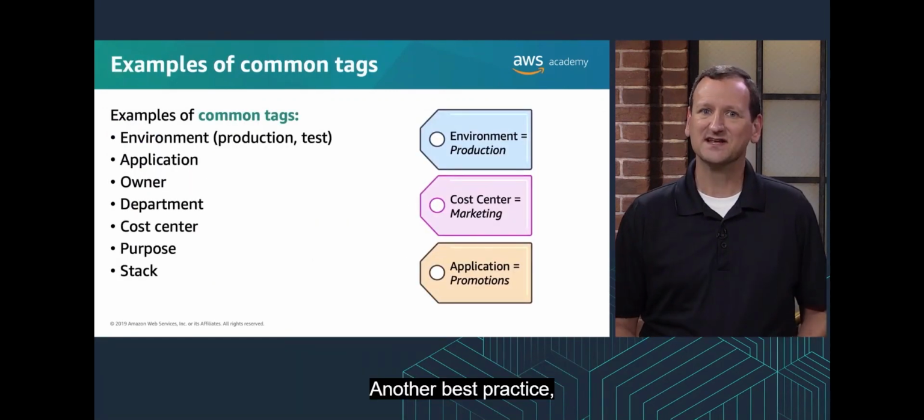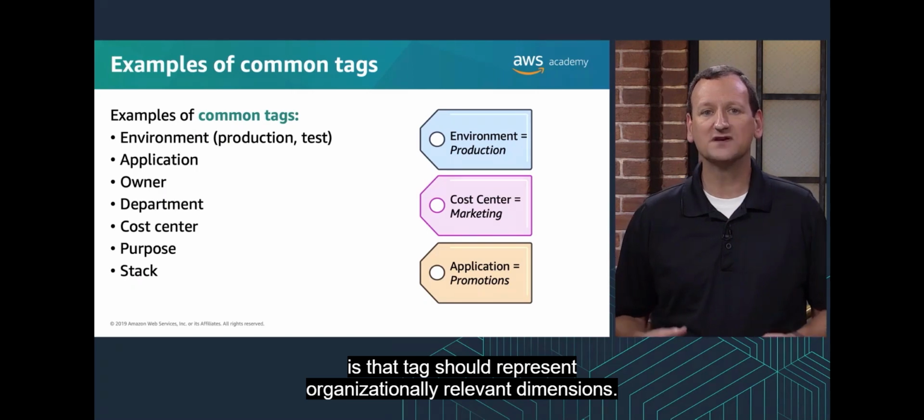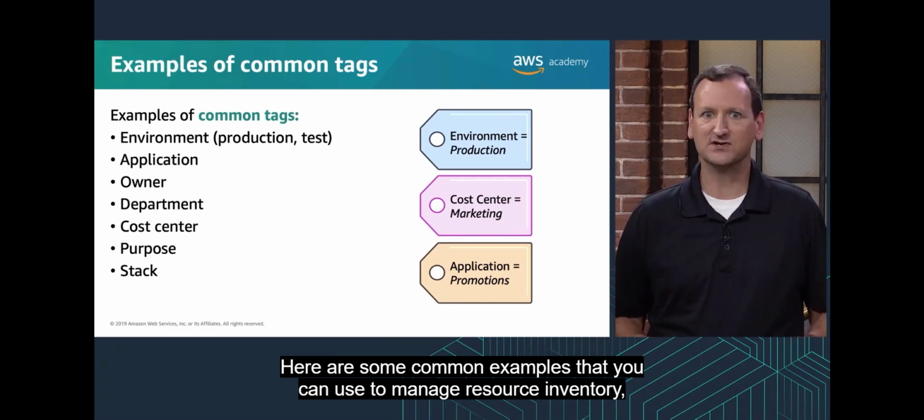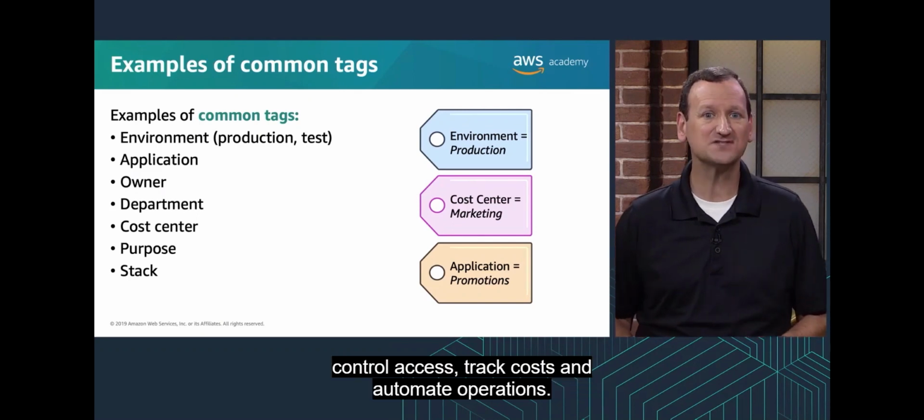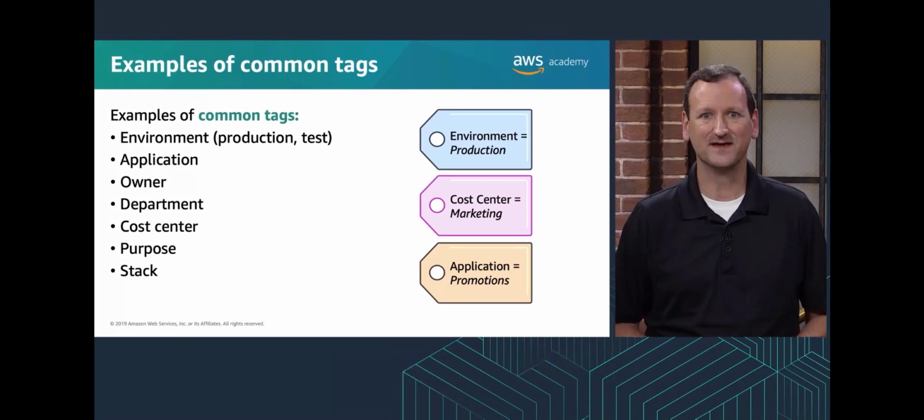Another best practice is that tags should represent organizationally relevant dimensions. Here are some common examples that you can use to manage resource inventory, control access, track costs, and automate operations.